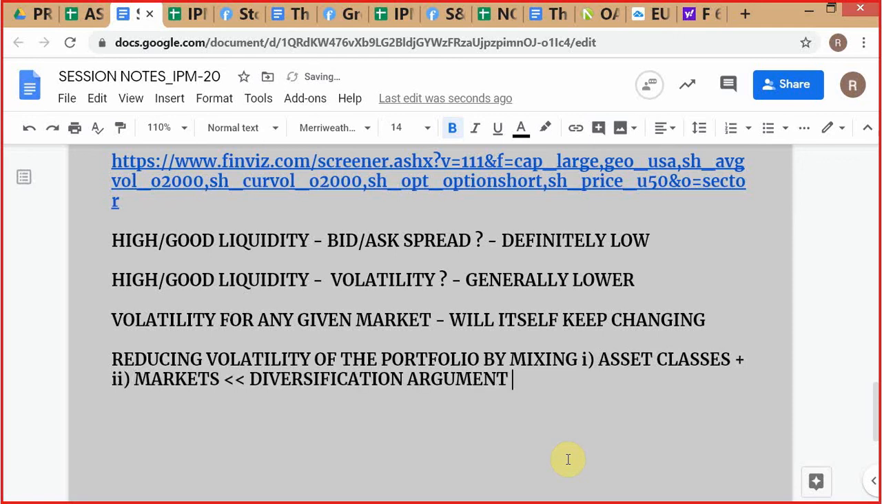Okay, but what is the proviso here? Please understand, what is the assumption here? Provided correlation. Remember correlation, regression, correlation? If all my markets are perfectly correlated with one another, will I get any diversification benefit? No, sir.